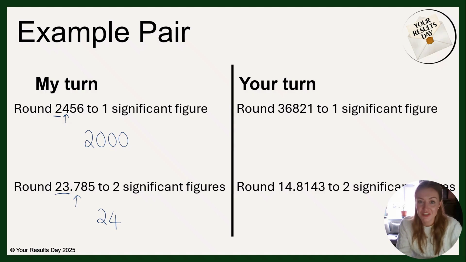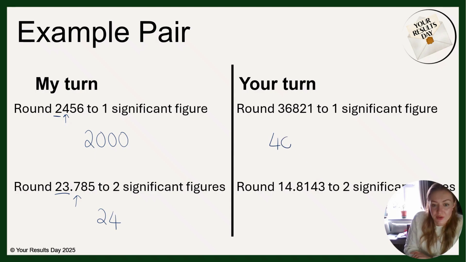Here's 2 more questions for you on rounding. Pause the video and hit play when you're ready. 36,821 rounded to 1 significant figure would be 40,000. And 14.8143 rounded to two significant figures would be 15.